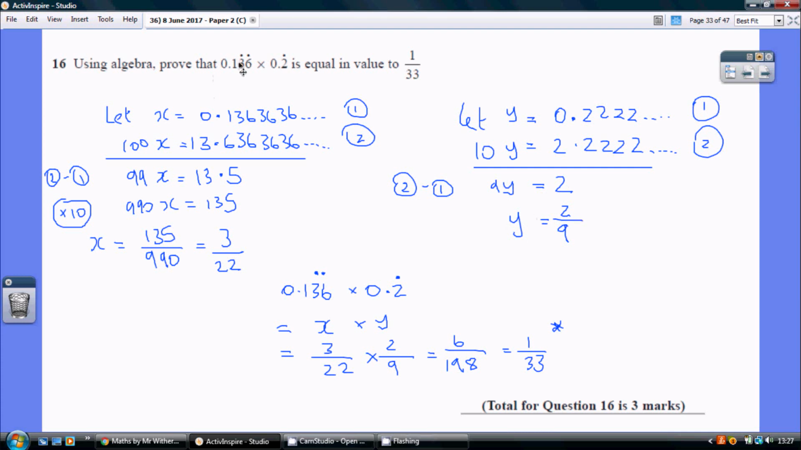So this first recurring decimal is 3 over 22 to be multiplied by the second recurring decimal, which is 2 over 9. How do we multiply fractions? It's top times top, bottom times bottom, giving us 6 over 198. Divide top and bottom by 6, we get 1 over 33 as required.